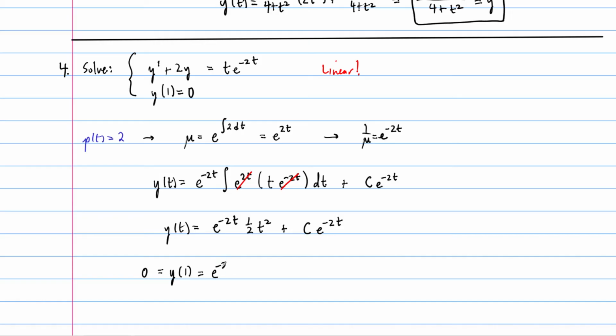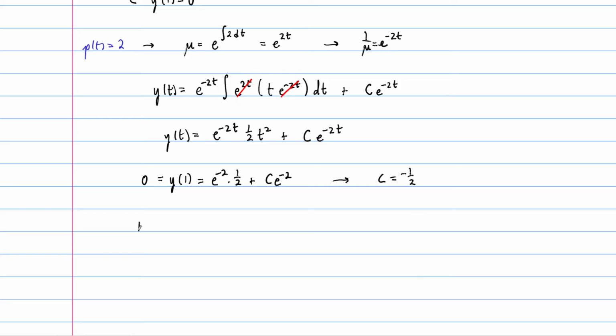So this is e to the minus 2 times 1/2 times 1 squared plus c e to the minus 2, right? And this is supposed to equal 0. So c then has to be, so this is 1/2 of e to the minus 2 plus something e to the minus 2, so this has to be minus 1/2, right? So this tells us that our c should equal minus 1/2.